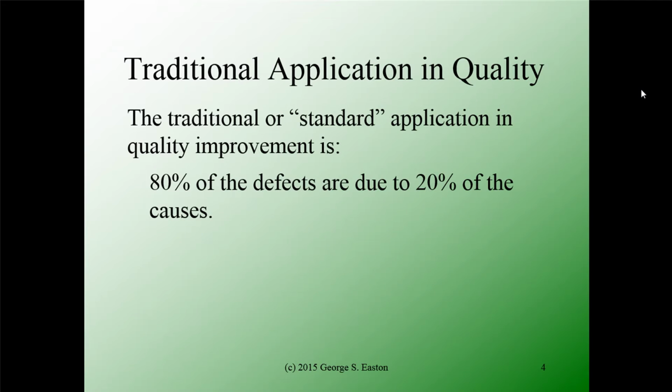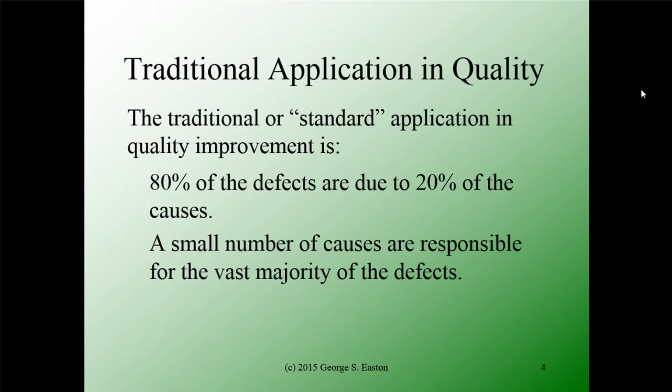Now, what Juran did was take this idea and apply it in the context of quality control in manufacturing. And so the traditional or standard application of the Pareto Principle is that 80% of the defects are due to 20% of the causes. Or to say this a little bit more abstractly, a small number of causes are responsible for the vast majority of the defects. So if you're looking at a process and you look at potential causes of defects for that process, the vast majority of the defects will be due to a very small number of the possible causes.